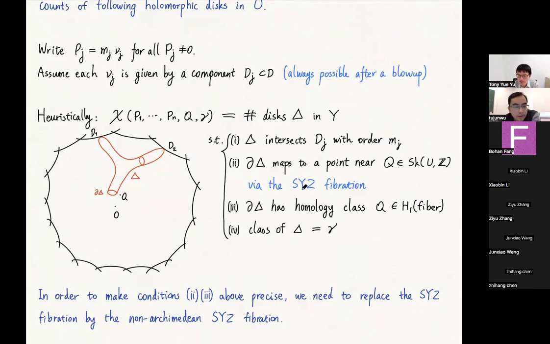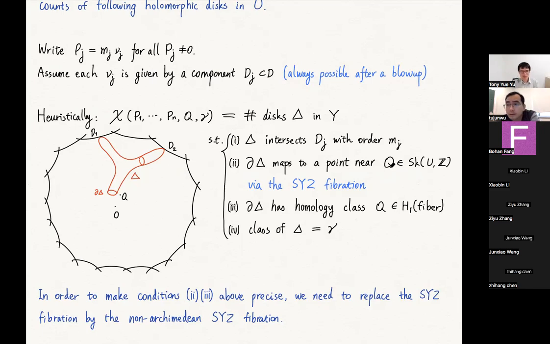Sorry, Tony, this Q, is it a point or a circle? Q is a point. Because the boundary is supposed to map to a fiber, right? So under the SYZ fibration, it will go to a point. So I see, the fiber over Q is where the boundary lies.